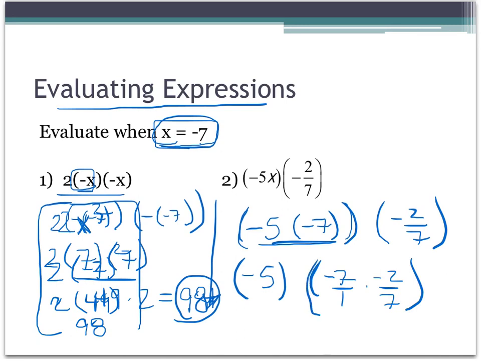Simply because now I can cancel or factor out a 7 like that. So now I can take care of the right hand side first. So that would be negative 1 times a negative 2 is positive 2 over 1, which is 2, and then negative 5 times 2 would be negative 10.